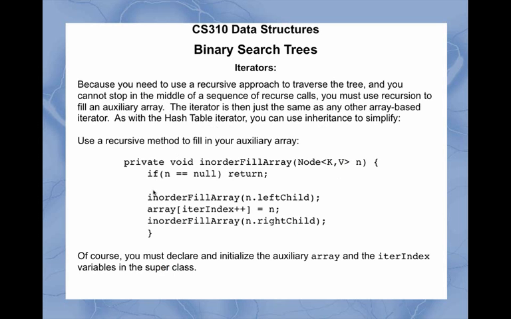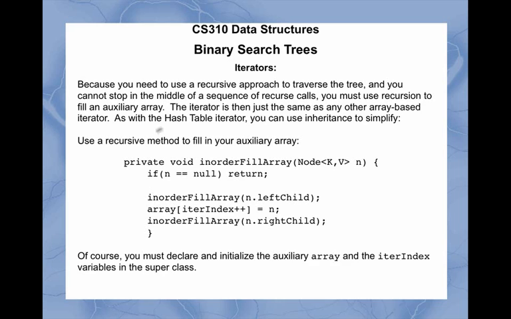A word about iterators. With recursion, when you walk the tree, that is, we looked at the print method earlier, when you traverse the tree, you can't stop in the middle and then jump back in because of the system stack. And so, as a consequence, when you have a recursive algorithm, it needs to run to its conclusion. So the way to do this then is to make an auxiliary array and use recursion to fill it in. You fill in the array in the constructor for your iterator.